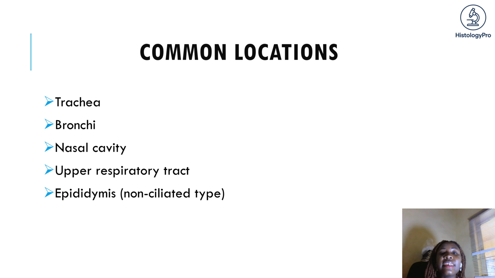Now, after identifying the type of the epithelium, you must also know where it's commonly located. This type of pseudostratified epithelial tissue is located in the trachea, the bronchi, the nasal cavity, and the upper respiratory tract, where it plays an important protective role. The non-ciliated type of pseudostratified epithelium is found in the epididymis.